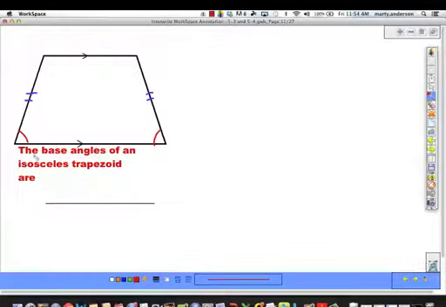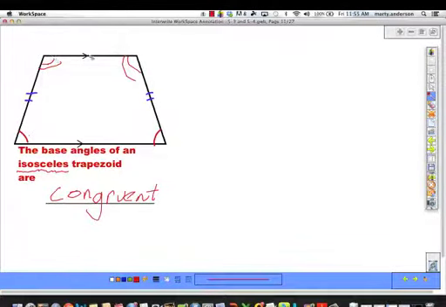If we're talking about an isosceles trapezoid, isosceles trapezoids means the non-parallel sides are going to be congruent. The base angles of an isosceles trapezoid are congruent. Notice there are two sets of base angles. We have a set of base angles down here. We also have a set of base angles up here. And if you think about it even further from what we just said, these two are supplementary, these two are congruent. These two are supplementary, these two are congruent.